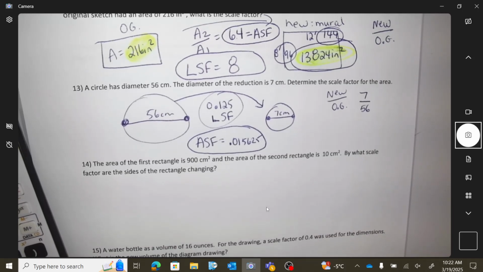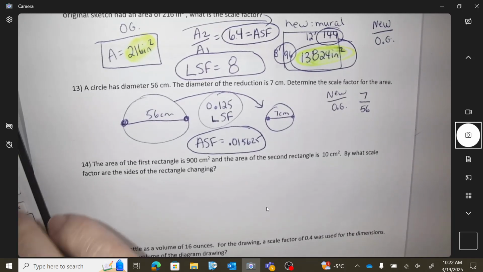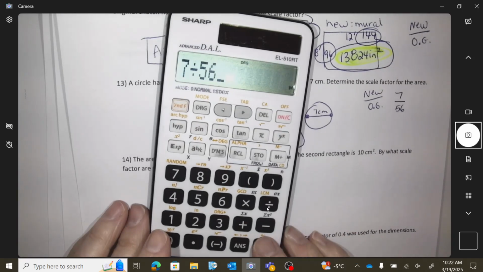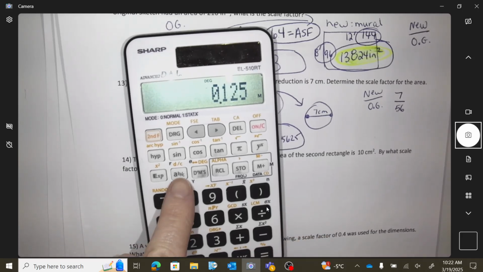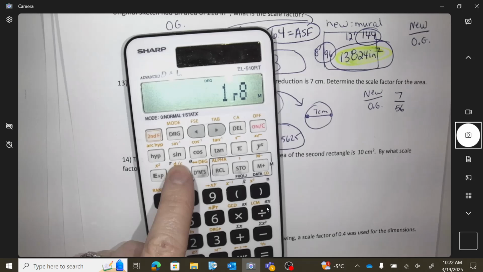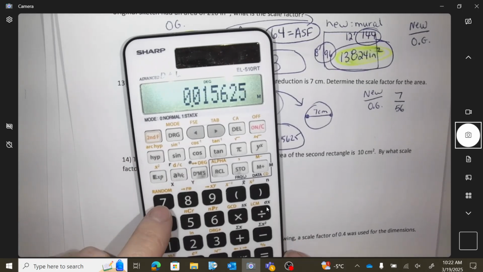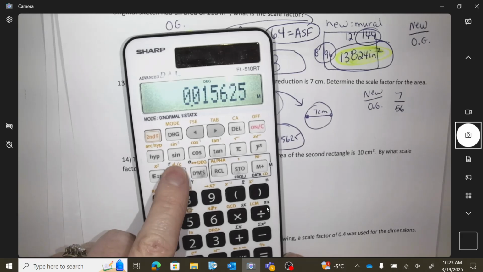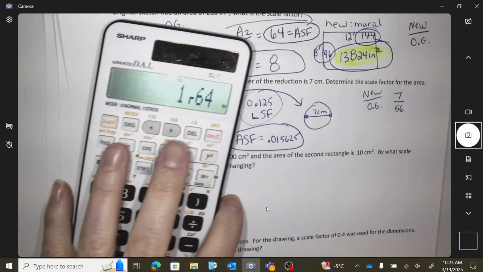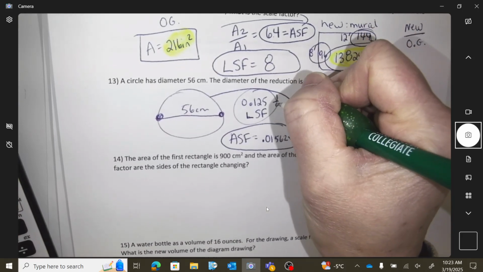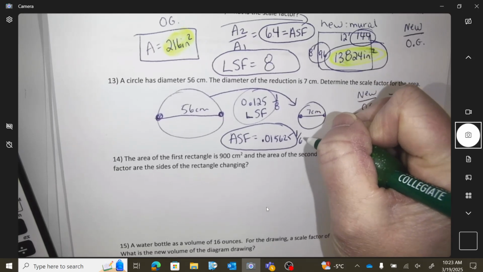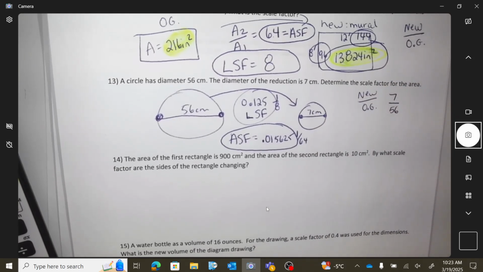Did anybody know how to do their calculator with fractions instead of those decimals? Do you know how to do that? So 7 divided by 56, and it gave me a decimal, but I have this button that can go to a fraction. So that was 1/8. 1/8 of the size. And then when I square it, that's 1/64. So you could have had that 1/8, which is 1/64 of the size of the area.